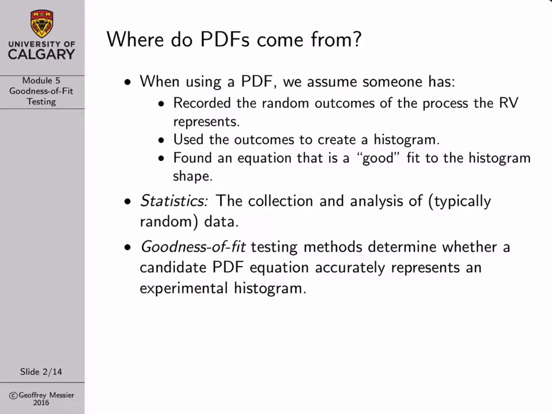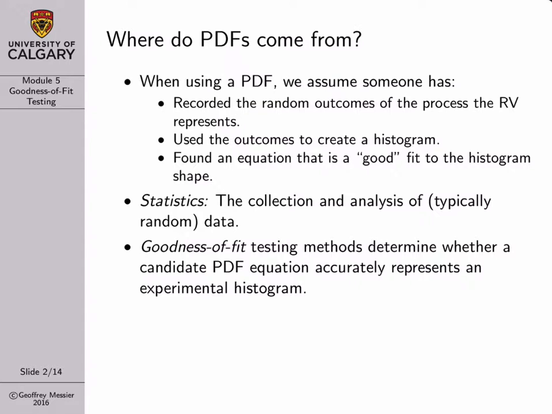So remember, each random variable represents a physical system or process, and if we're using a PDF that's given to us, we assume that somebody has collected a long data log of many samples of the random outcomes of the system represented by a random variable, generated a histogram, and then found an equation to describe the shape of that histogram. And that's basically where we pick up in this class.